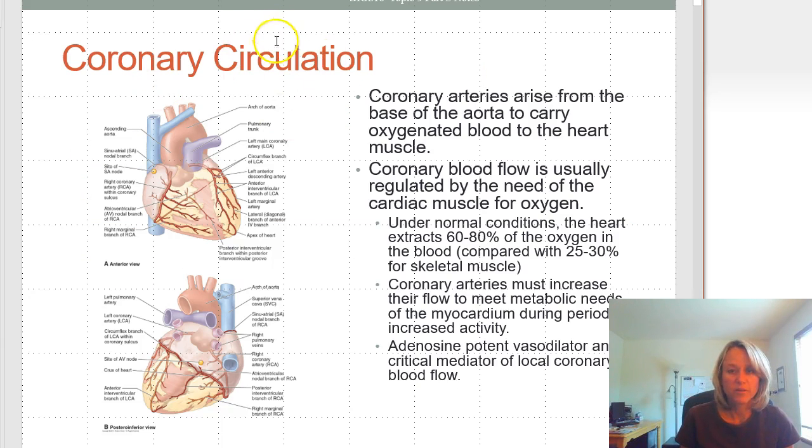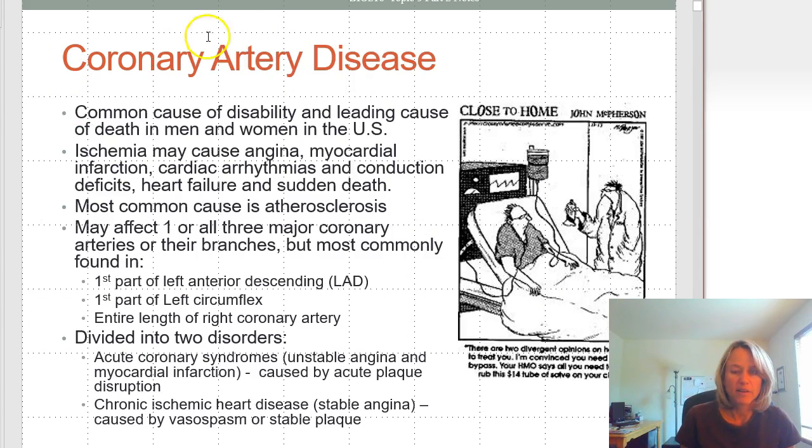You'll want to review the normal coronary circulation. Now we're going to talk about coronary artery disease. They are divided into two disorders, the acute disorders and the chronic disorders. Acute disorders include unstable angina and myocardial infarction, and these are due to acute ruptures of plaque. And then the chronic ischemic disease includes stable angina, vasospasm, or stable plaque.